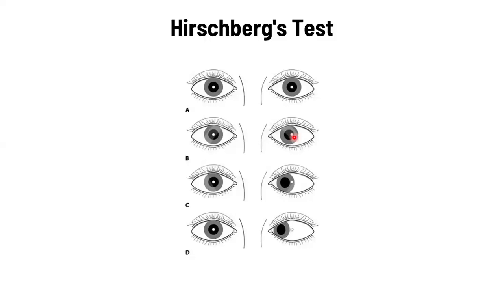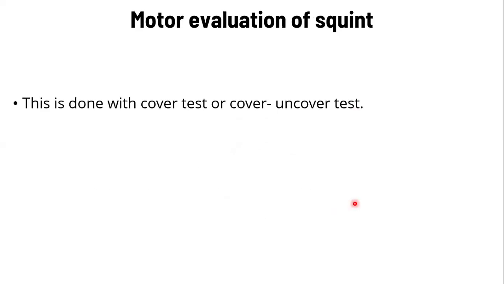1 degree is approximately around 2 prism diopter. So if it is on the pupillary border, that is 15 degrees or 30 prism diopter. If it is midway, then that is 30 degrees or 60 prism diopter. If it is on the limbus, then that is 45 degrees or 90 prism diopter. Okay.